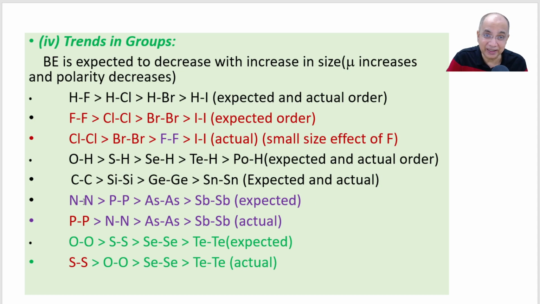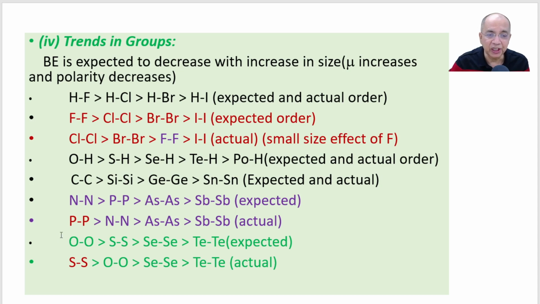NN should be the highest, but actually NN is the second highest. PP takes the lead. Why does PP take the lead? It is because N is a small size atom and the lone pair repulsion makes the K factor a little more dominating than the mu factor, for which only PP exceeds NN, not that NN could go behind arsenic and antimony. So there is only a reversal between these two bonds because of the lone pair repulsion factor.